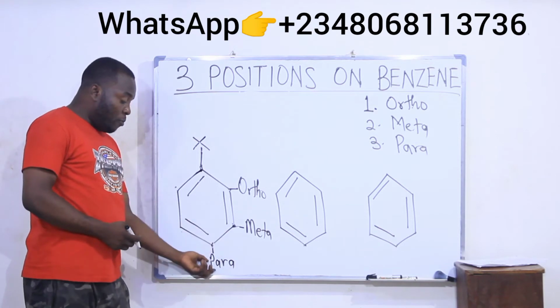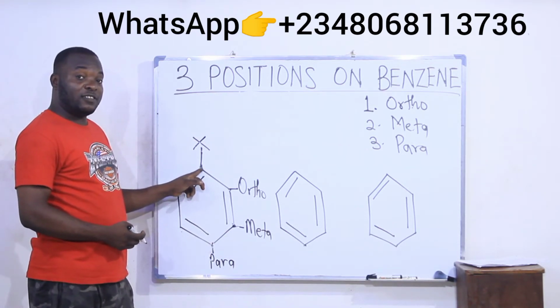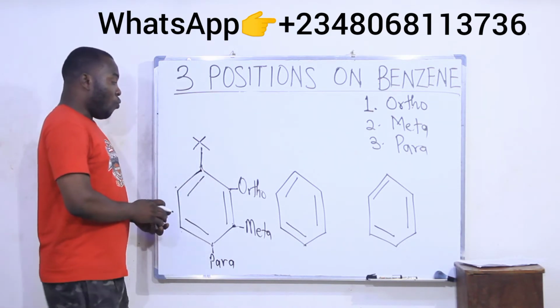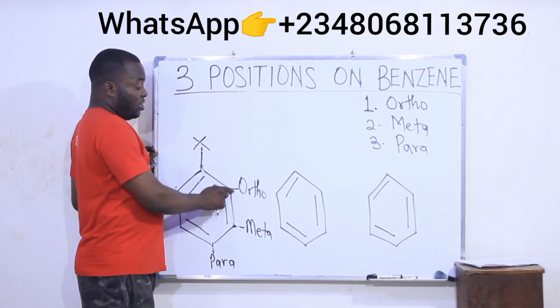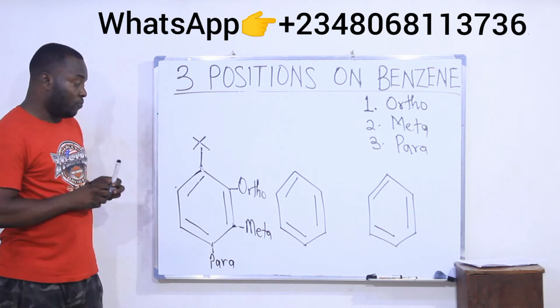When the new incoming group is directly opposite to the already existing attachment, you say it is at the para position. But when it is adjacent to the existing attachment, you say it is at the ortho position.